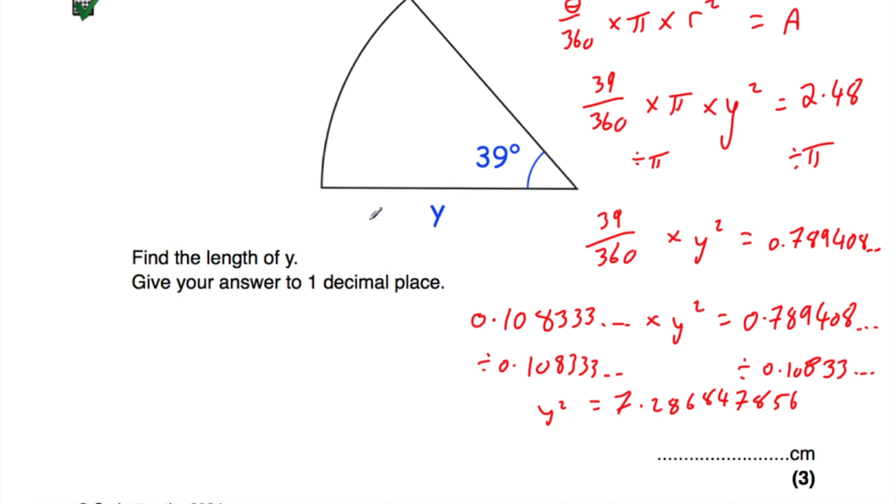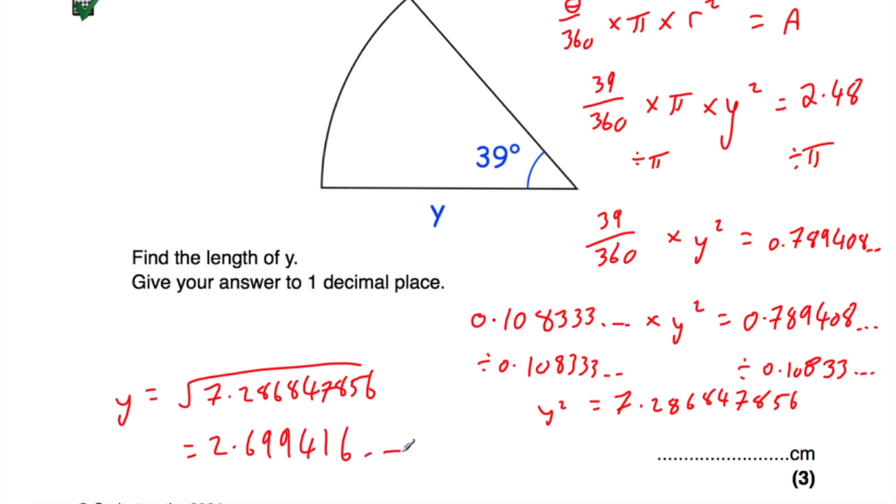So we just want to find the length. Obviously here we can just square root that. So we're going to find that y is equal to the square root of 7.286847856, and that means that y is equal to the square root of answer, and that's equal to 2.699416, and so on. And that's it, we've found the length of y, and we've been asked to give our answer to one decimal place, so that would be 2.7, so 2.7 centimeters, and that's it.